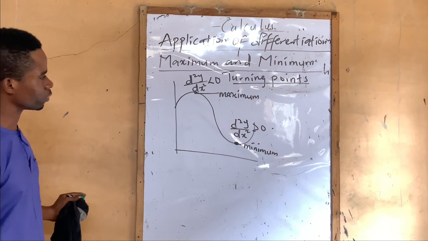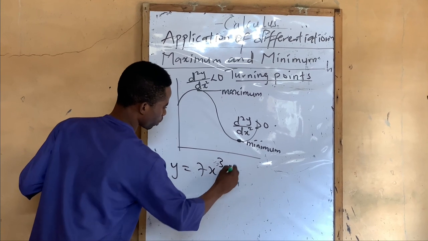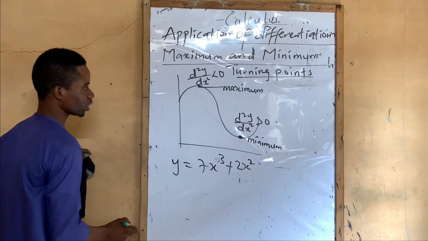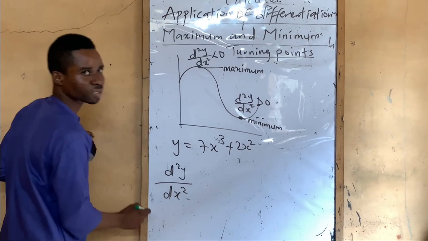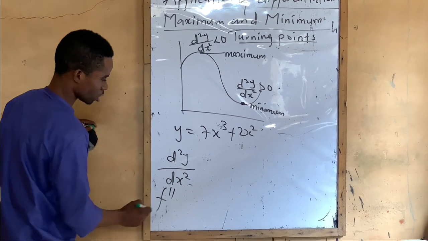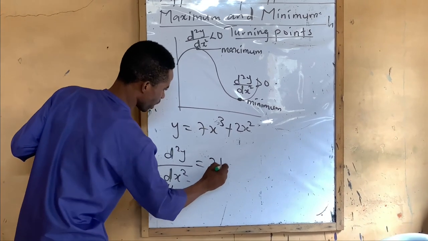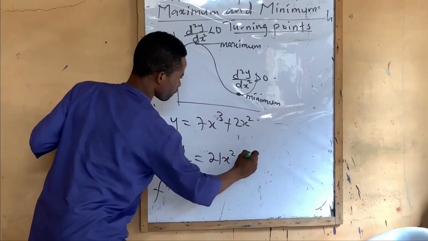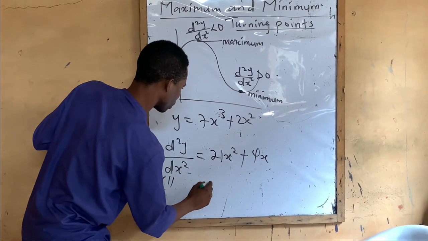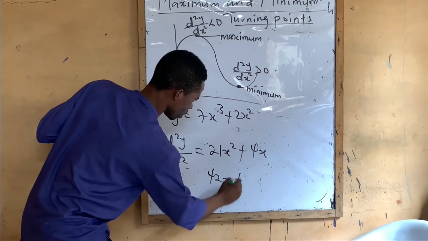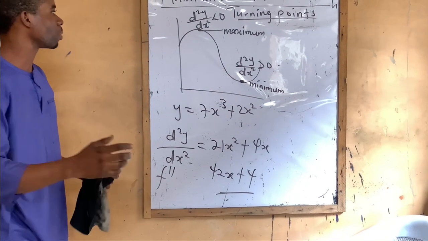What do I mean by second derivative? Assuming you have something like this: 7x cubed plus 2x raised to power 2. Then I say you should find d squared y over dx squared. That's the second derivative. Now, what does that mean? That means you differentiate it the first time. 3 times 7, that is 21x squared plus 4x. That means you now differentiate it once more. That will be 2 times 21, that is 42x plus 4. So that is the second derivative. You are differentiating it 2 times. That is what I mean by second derivative.